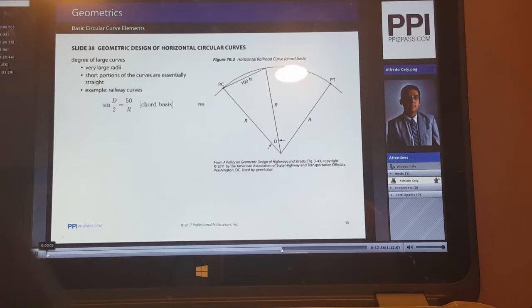Now the degree of large curves. When you have curves that have very large radii, short portions of the curves are essentially straight. One good example is railway curves or even highway curves. So when you have very big curves with large radii, you can use equation 79.9, which is based on the chord. And this also comes from AASHTO.